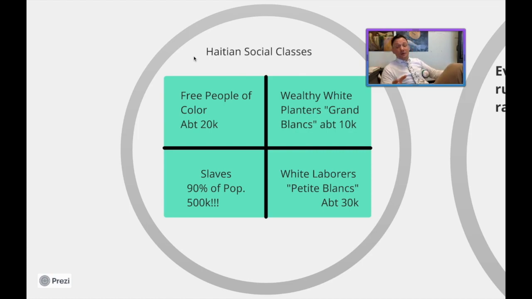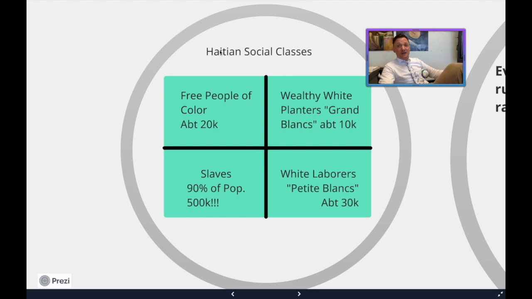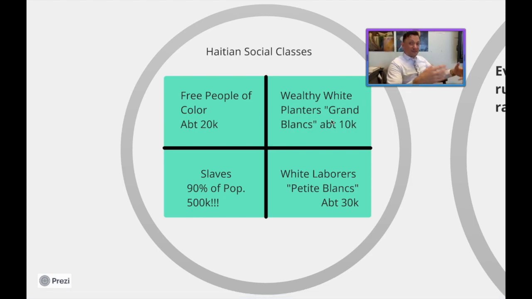Now look at the other group of people on the other side of this. These are African descendant people on the left, these are white descendant Europeans on the right, and the other people on this side are the Grand Blancs. There are about 10,000 of them. But here's the screwed up part: they are the ones who own all the land in Saint-Domingue, the colony, but most of them don't even live there.